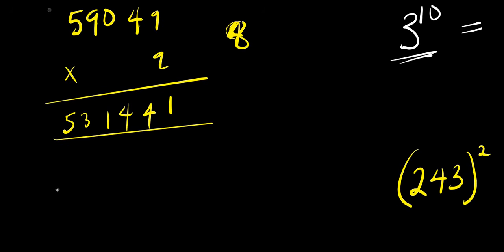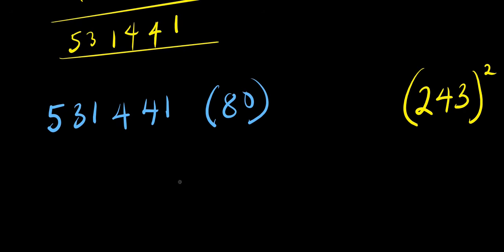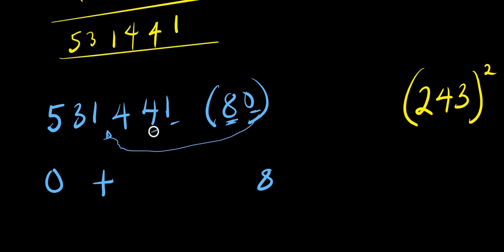So we have 531441 times 80. What we are going to do now is, 0 will multiply everything here. That is 0. Plus, using 8 to multiply everything here: 8 will multiply 1, we have 8. 8 will multiply 4, that is 32. So you have 2 and carry over 3.